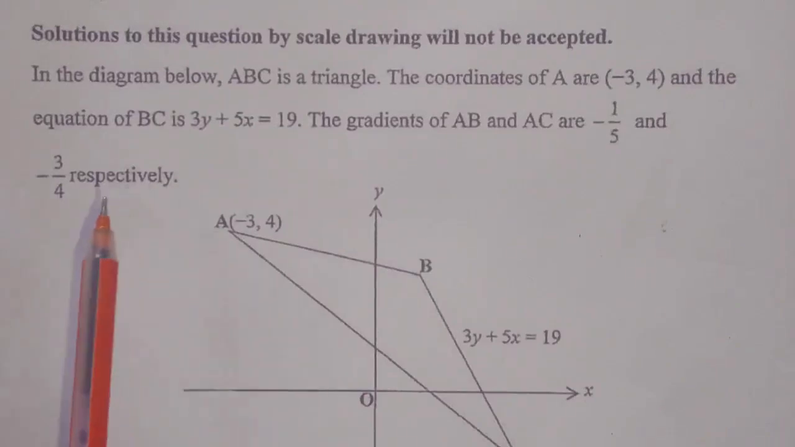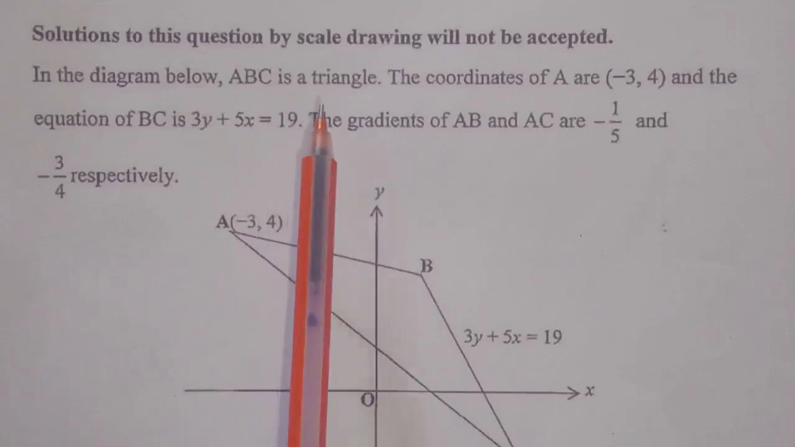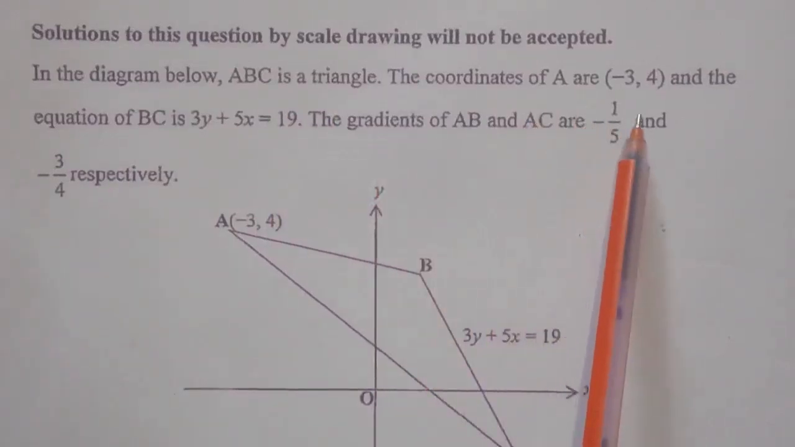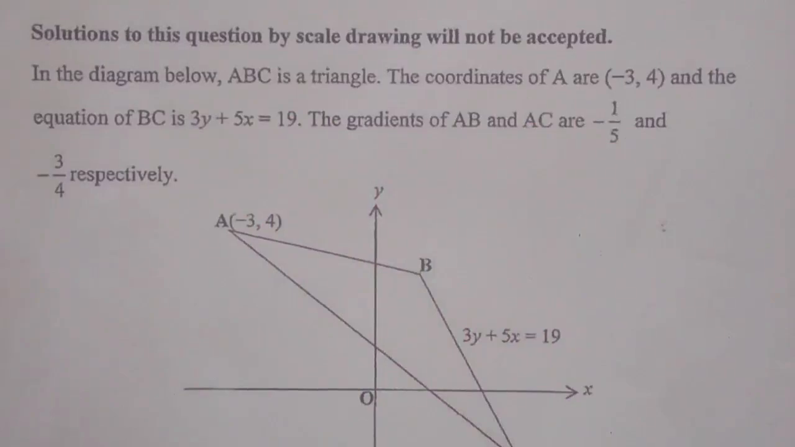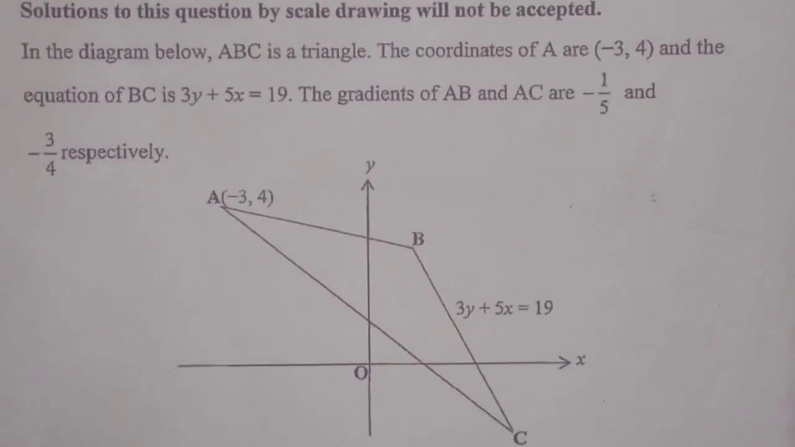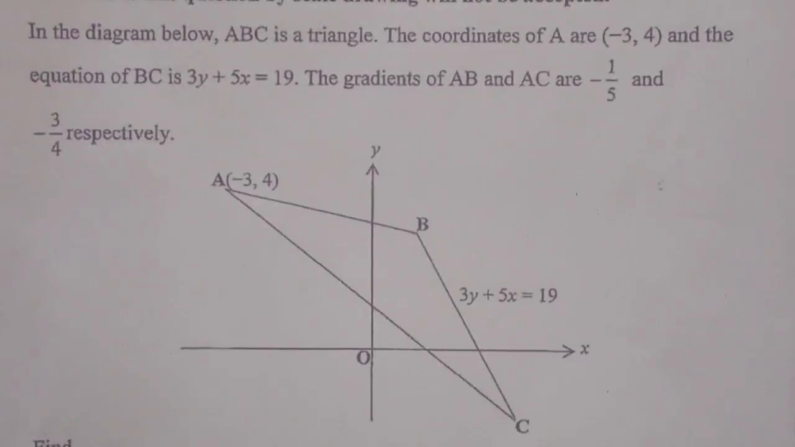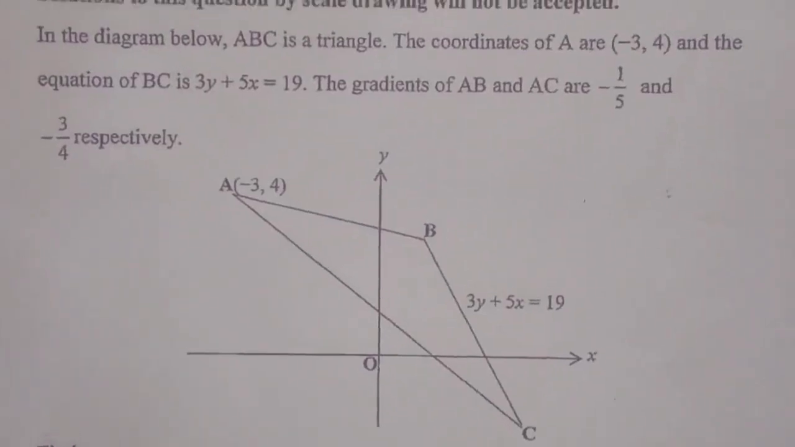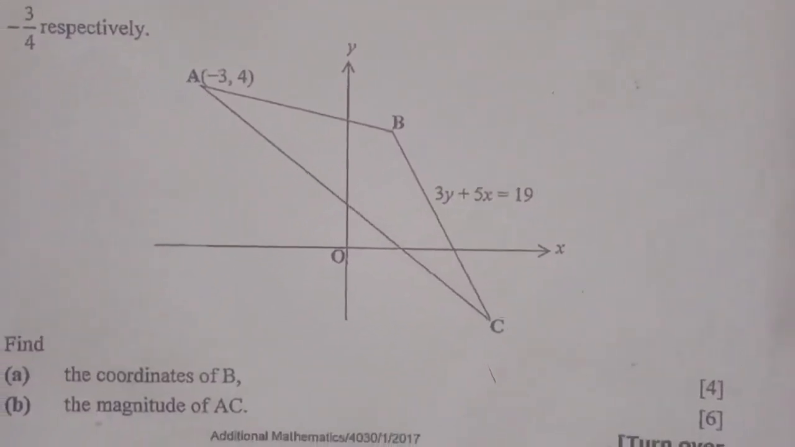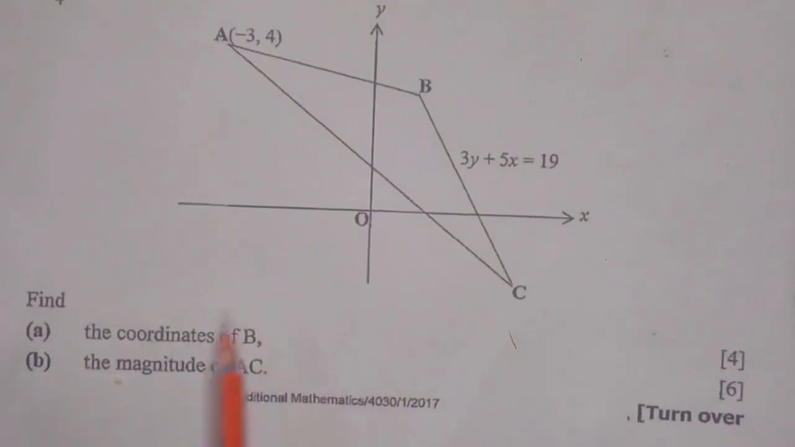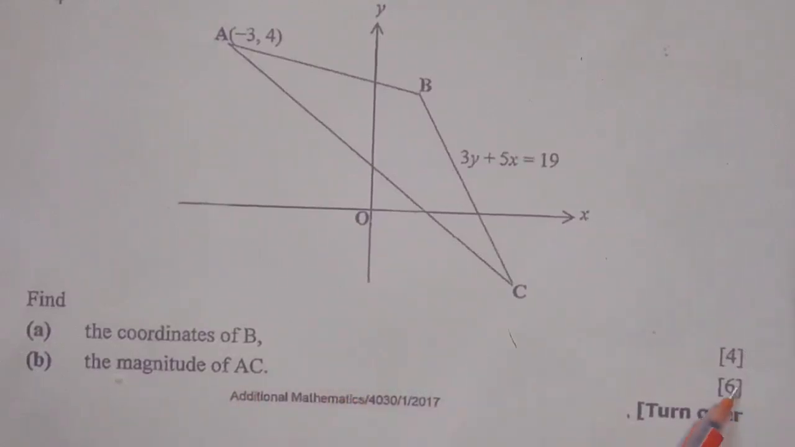The question reads: in the diagram below, ABC is a triangle. The coordinate of A is negative 3, 5, and the equation of BC is 3y plus 3x equals 19. The gradient of AB and AC are negative 1 over 5 and negative 3 over 5 respectively. If you see, this is the diagram they are talking about. Question a says find the coordinates of B, and this carries 4 marks.